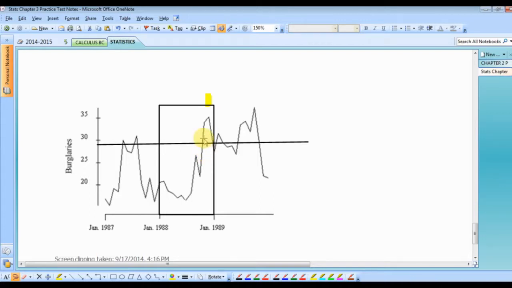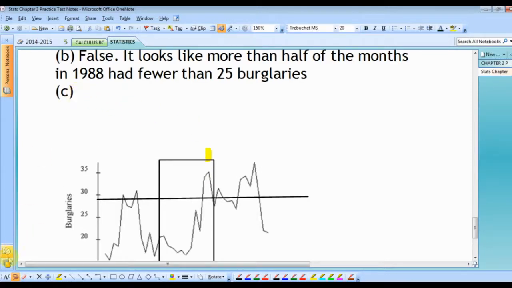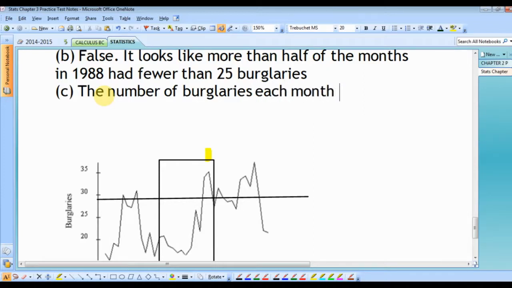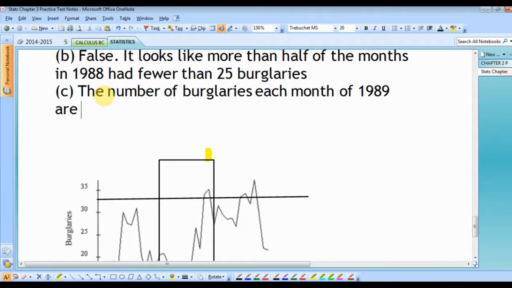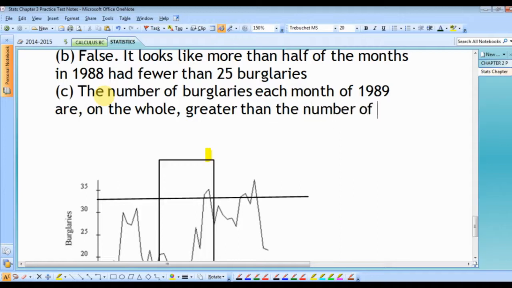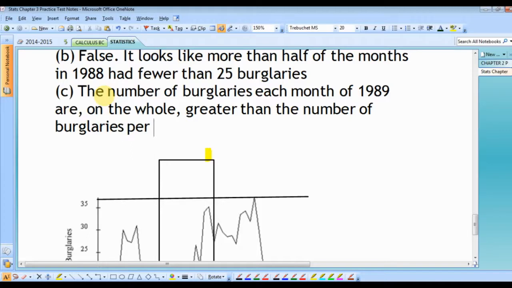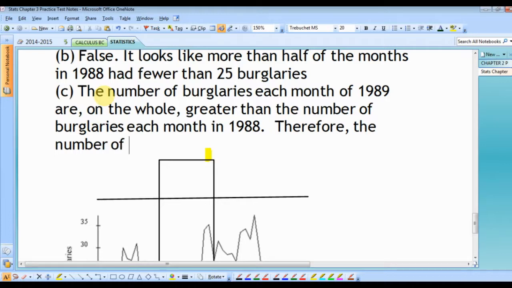Okay? So how can we describe that? We can say that the points, the number of burglaries in each month of 1989 are, on the whole, greater than the number of burglaries in 1988. The number of burglaries in 1989 is greater.